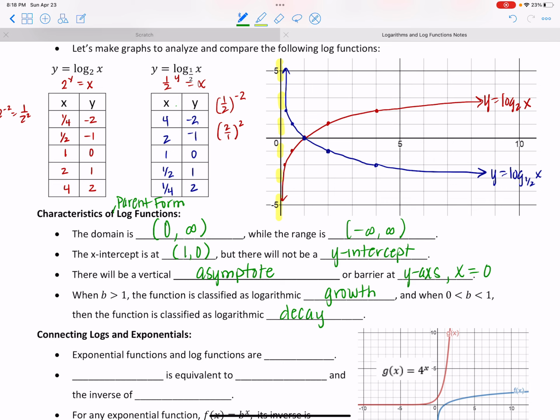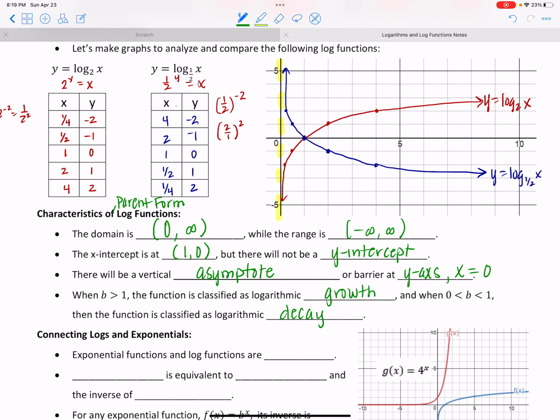So in the same way, I could take any of my other parent functions and shift them left or right by adding to my input, shift them up and down by adding to my outputs, reflect them over the x or y axis, vertically and horizontally stretch and compress, all of those things still apply. So if you start shifting around, then you could affect your domain or range. But in parent form, these characteristics always apply. So in the same way you have the exponential growth picture in your head, you want to plug these in there. Try to commit some of this to memory so that when you go to calculus and you're presented with a log function, you know the basic behavior of that function.